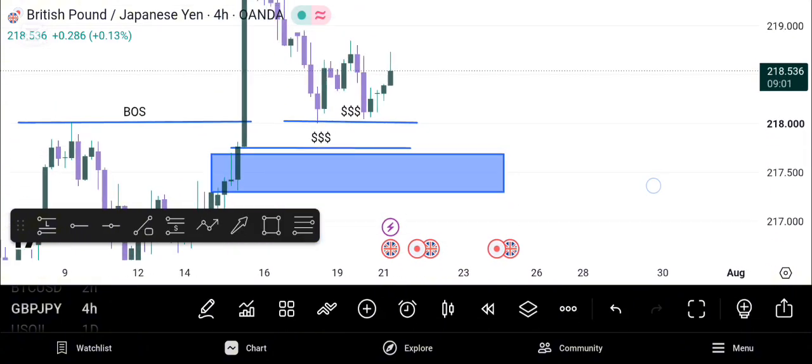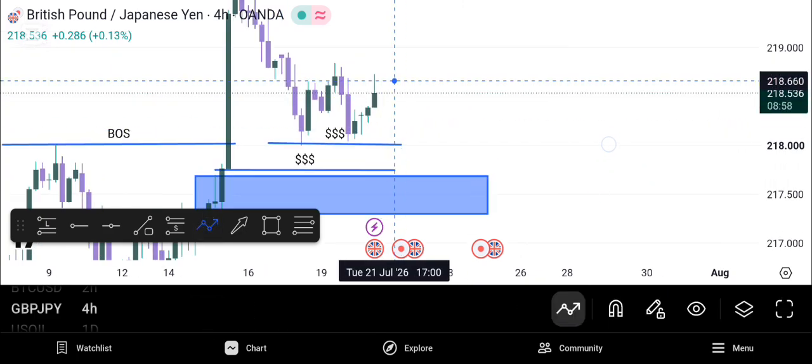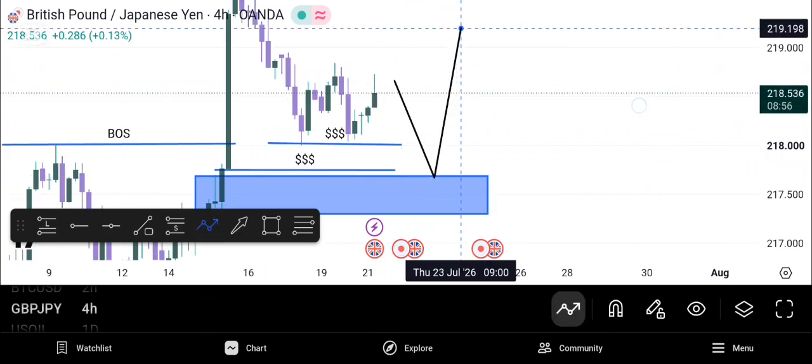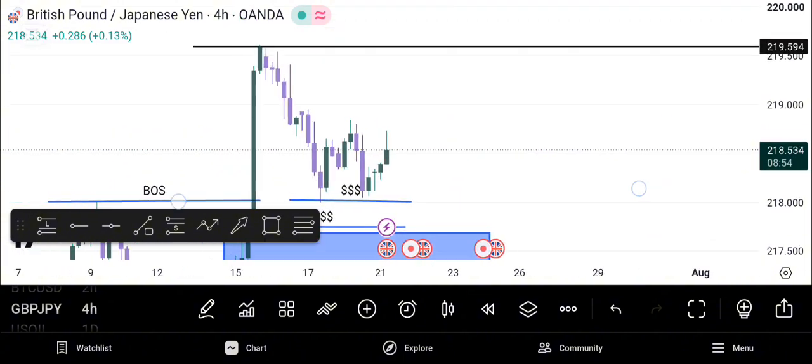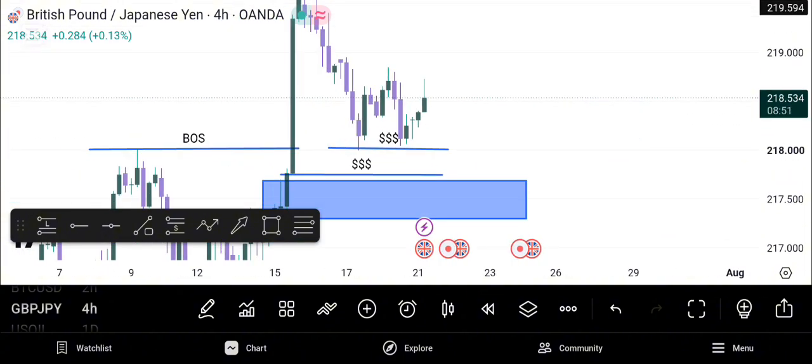I'll be looking to buy this market the moment price taps into this level. I'll be looking to buy this market, but I'll go down on lower time frame to see if I can get confirmation to sell this market. If not, I'll just wait.